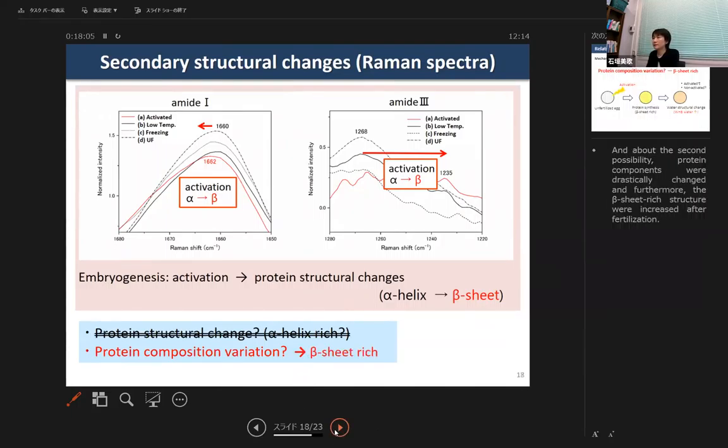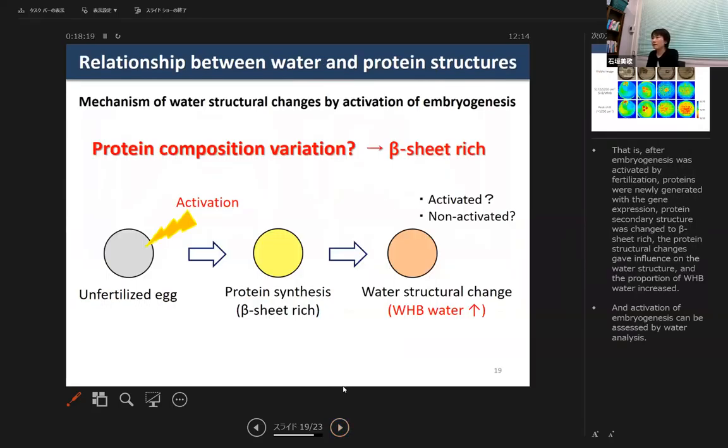And about the second possibility, protein components were drastically changed. Furthermore, the beta sheet rich structure increased after fertilization. That is, after embryogenesis was activated by fertilization, proteins were newly generated with gene expression. Protein secondary structure was changed to beta sheet rich. The protein structure changes gave inference on the water structure, and the proportion of WHB water increased. And the activation of embryogenesis can be assessed by water analysis.